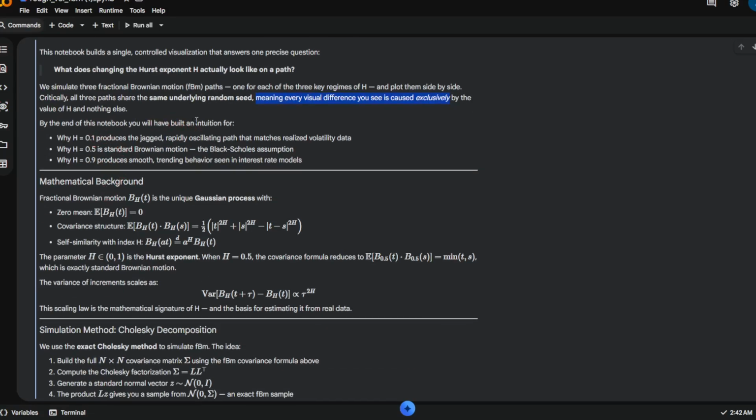By the end, you'll have built an intuition for how 0.1 produces the jagged, rapidly oscillating path that matches realized volatility data. The 0.5 is the standard Brownian motion, or the Black-Scholes assumption, and 0.9 produces the smoother, trending behavior.